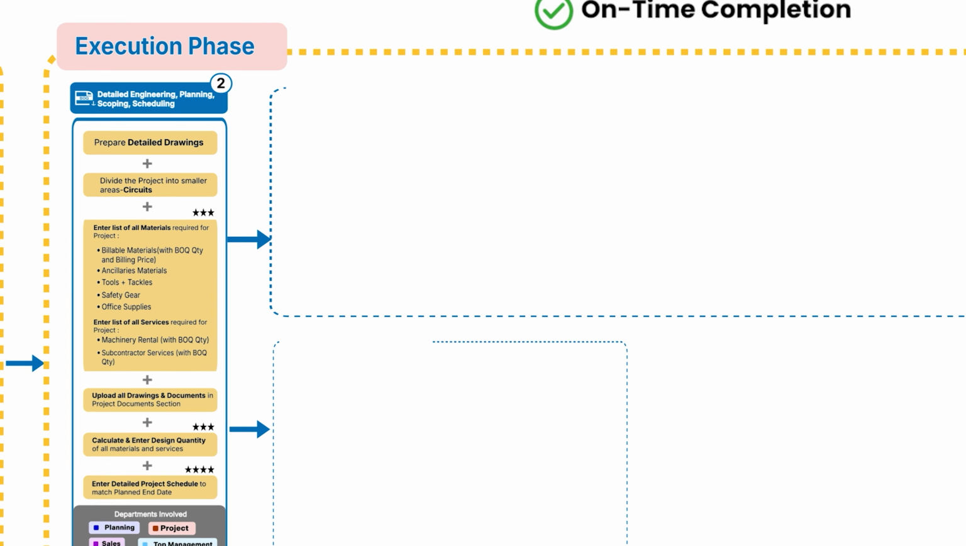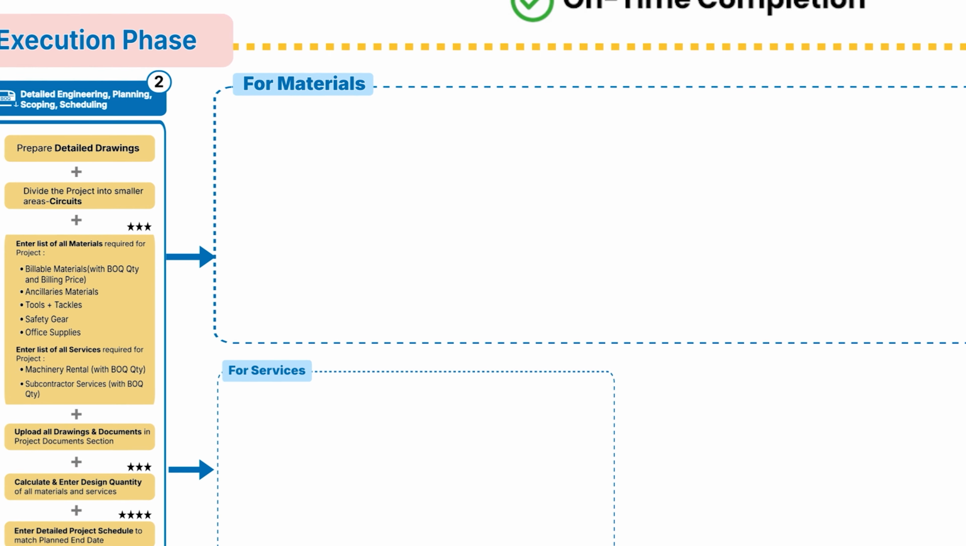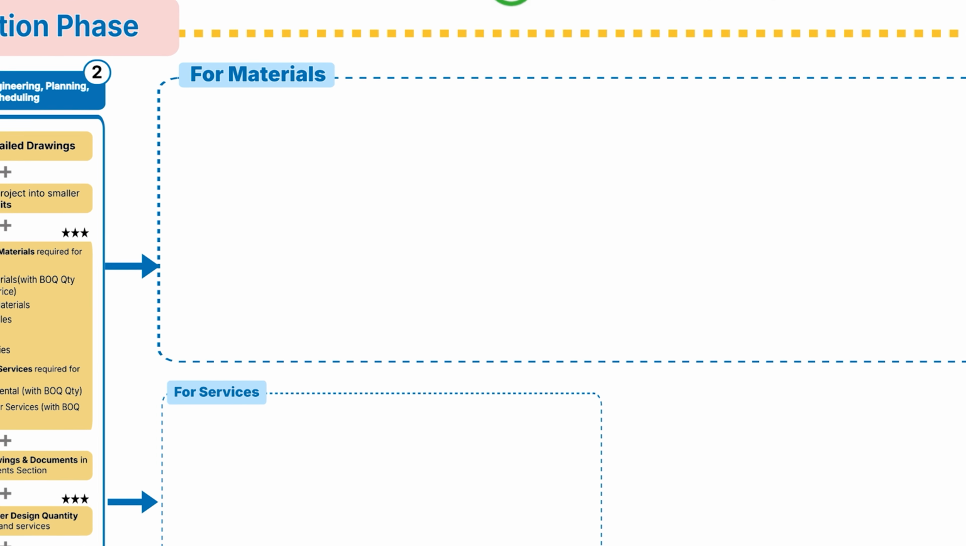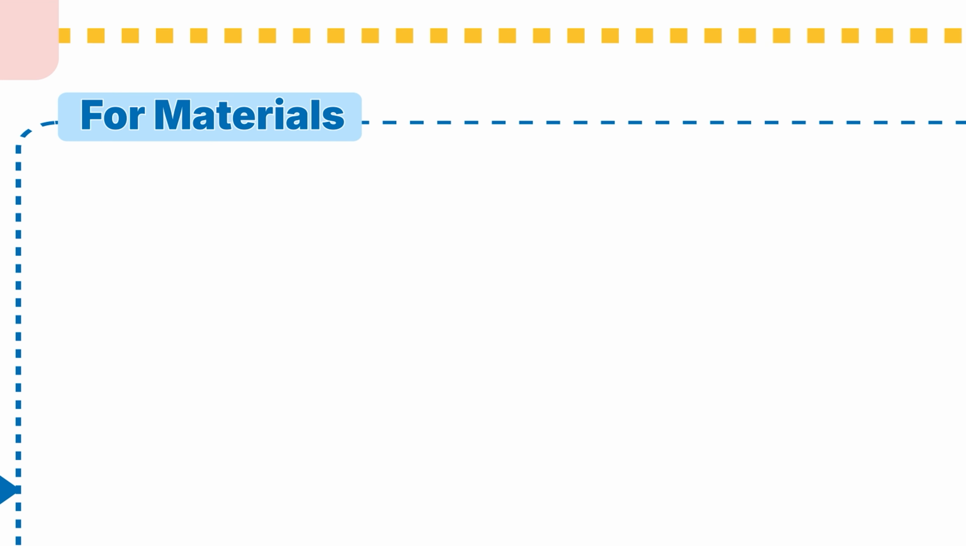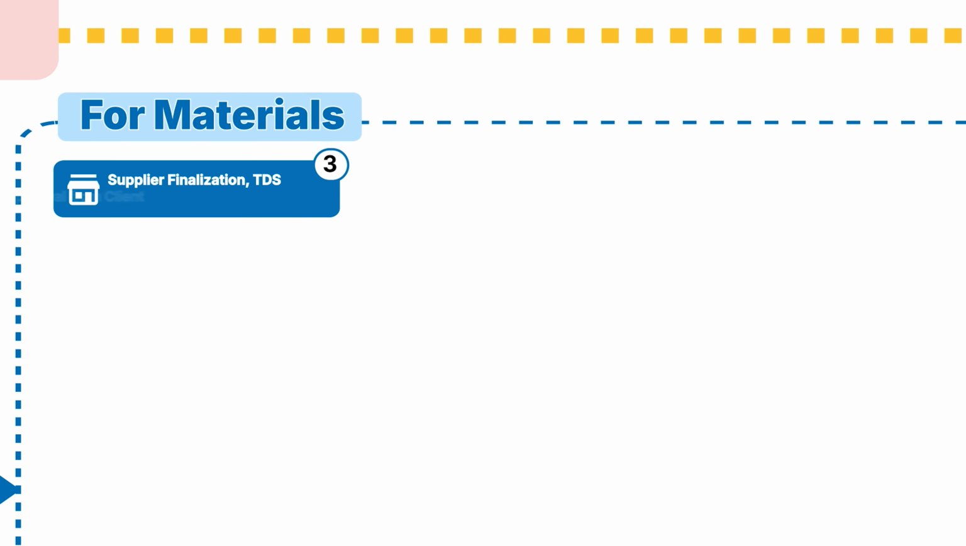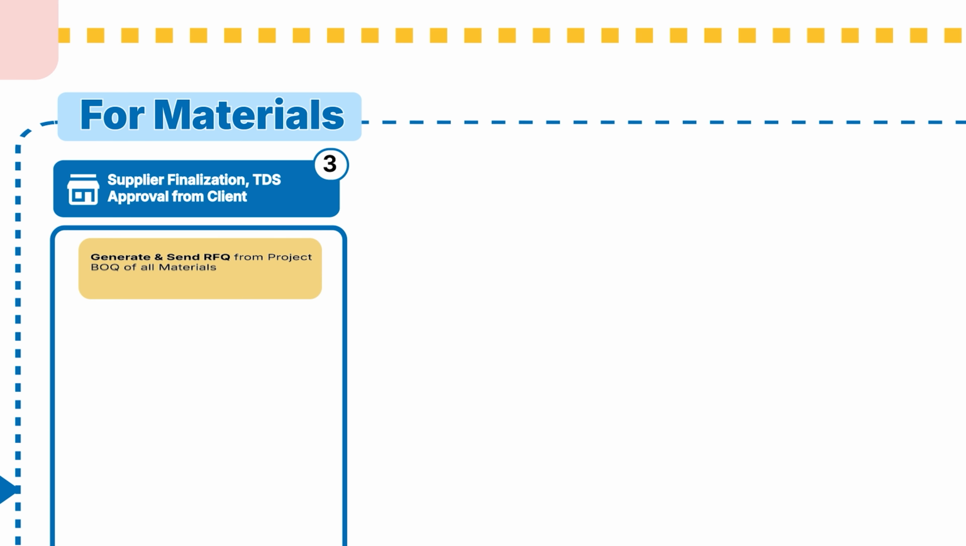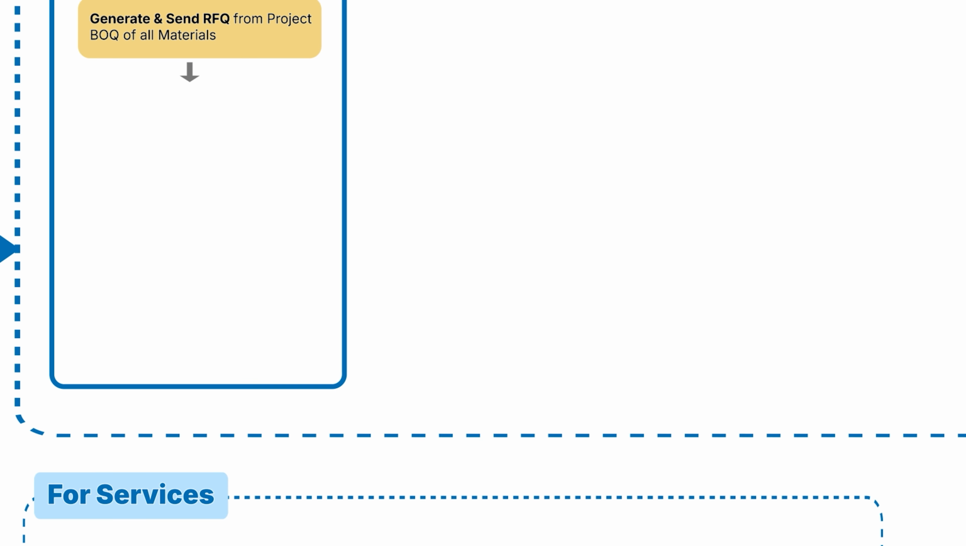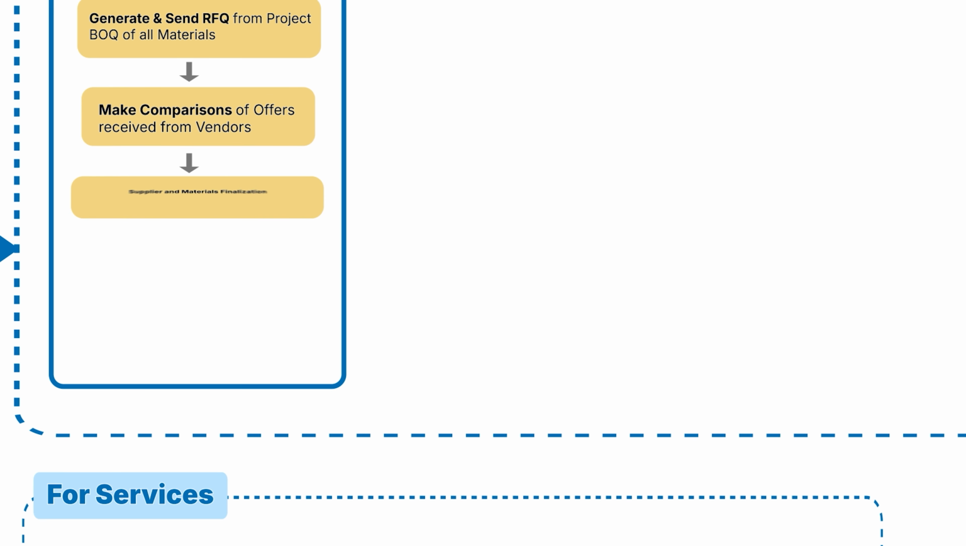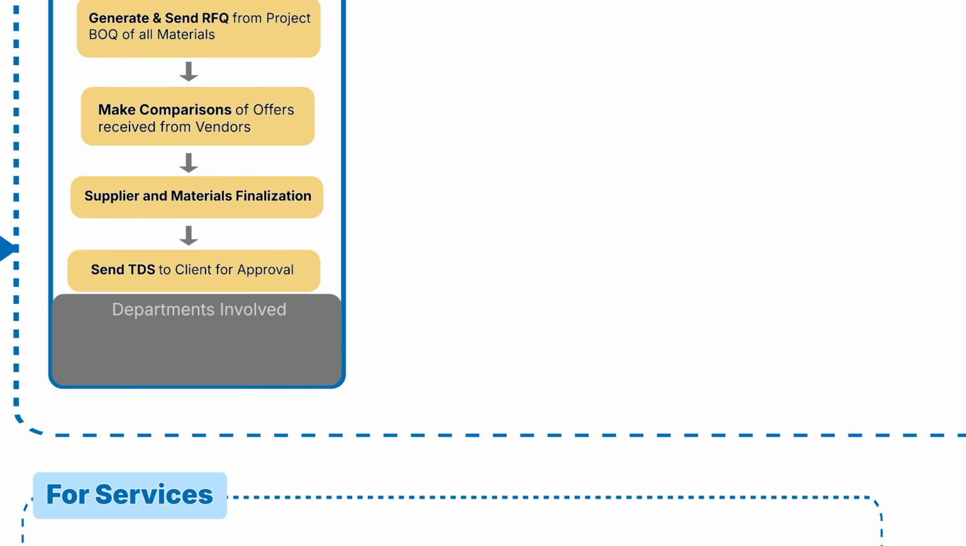From here, the project splits into two parallel workflows: materials procurement and services finalization. For material procurement, vendors are finalized through a systematic process. We generate and send RFQs from the project BOQ for all materials. Vendor comparisons are prepared based on the offers received. Suppliers and materials are then finalized. This is followed by technical data sheets being sent to clients for approval.